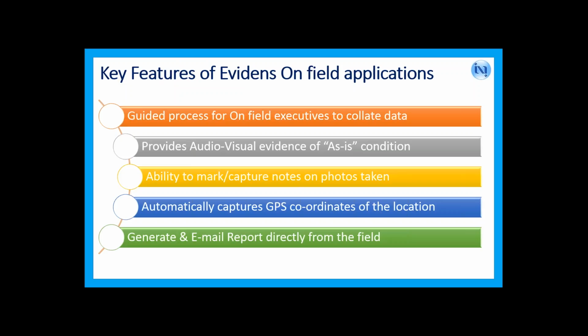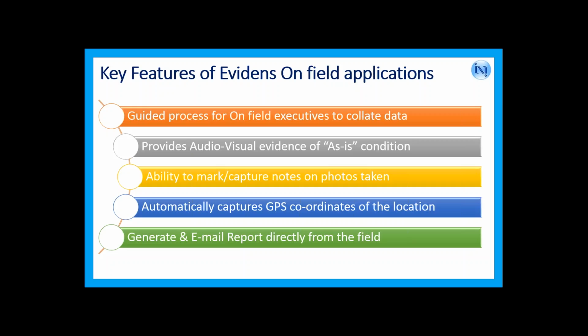So, some of the key features of the Evidens on-field application. Till now, what I was talking about is the backend platform, which is called Evidens Sky. Now the on-field Evidens app is the mobile native app. We have focused on giving a common process flow, so that it's a guided process for all the on-field executives to collate data. You don't need a highly trained person in most of these cases, because the business users can mandate a process in the application development itself.